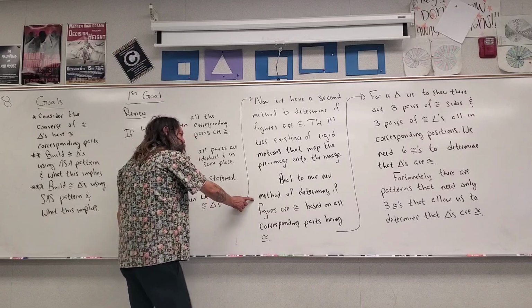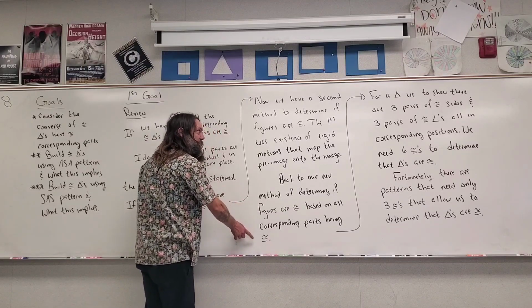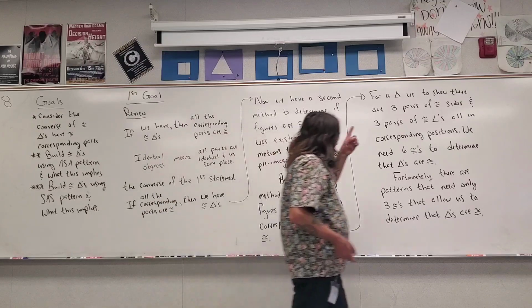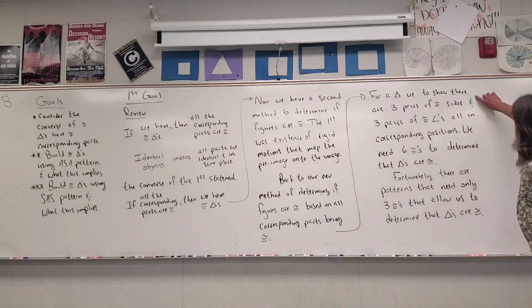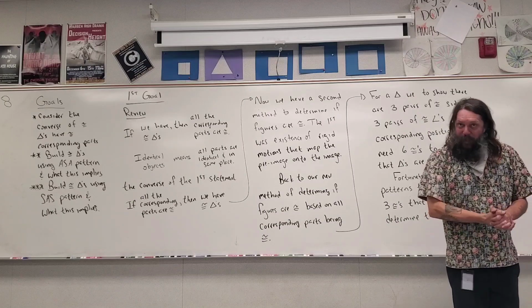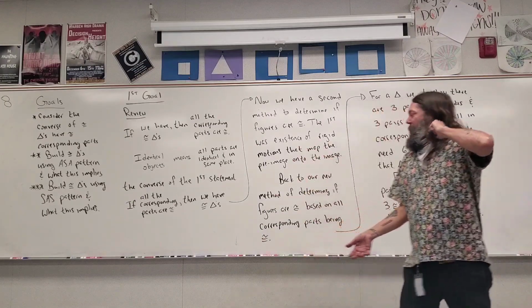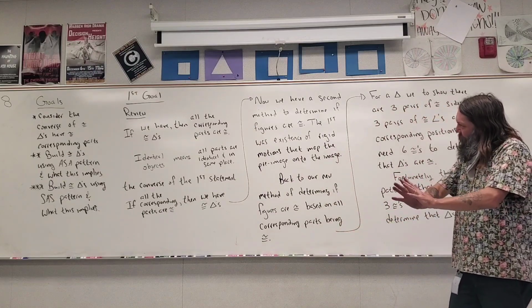So back to our new method of determining if figures are congruent based on all the corresponding parts being congruent. For a triangle, we need to show there are 3 pairs of congruent sides and 3 pairs of congruent angles, all in corresponding positions. We need 6 congruences to determine that triangles are congruent. That's a lot. You know, for a 4-sided shape, you would need 8, but I'll stop right there. Pump the brakes.